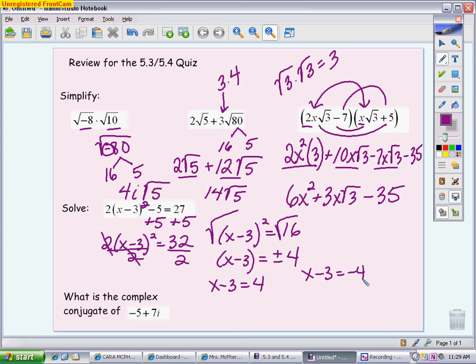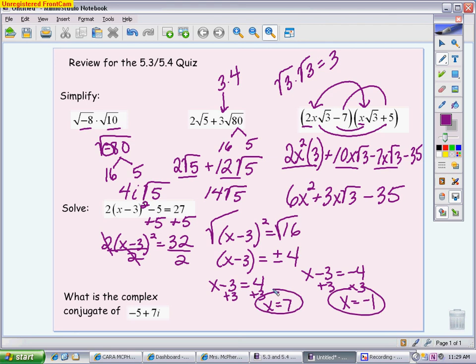Neither of them have radicals, so we actually do a little bit more work with this problem. So we add 3. My two answers are either 7, or if I add 3 over here, I get negative 1. So there are my answers. If you wanted to see if your answers make sense, you can take those x values, put them into the original equation, and make sure that they make the equation true.